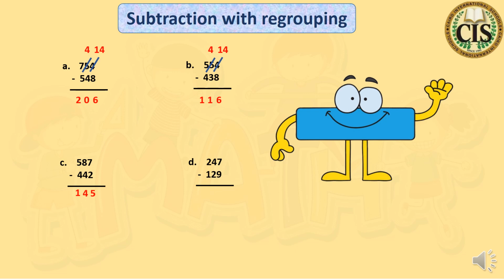The last question, 247 minus 129. 7 minus 9. Do we have more on top? No. So we will go to the next door and knock, knock, knock. 4, can you please give me 1 ten? 4 will say yes. So 7 becomes 17 and 4 becomes 3. Now 17 minus 9. Count from small number to big number. After 9: 10, 11, 12, 13, 14, 15, 16, 17. How many fingers do we have? 8 fingers. So we will write 8. 3 minus 2 equals 1. 2 minus 1 equals 1.